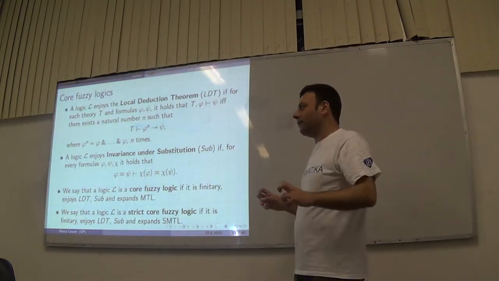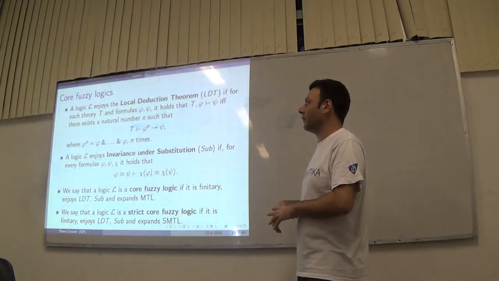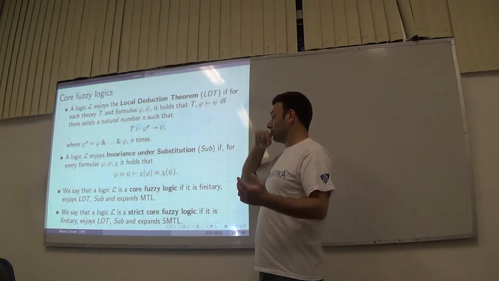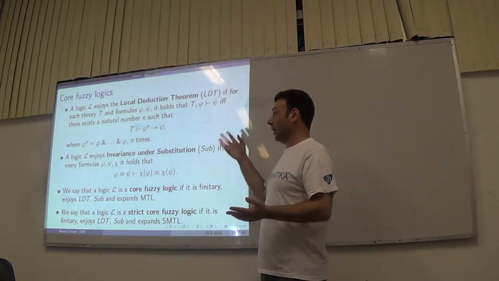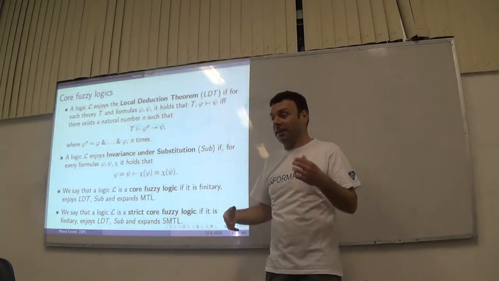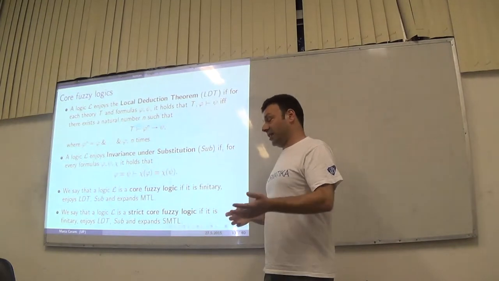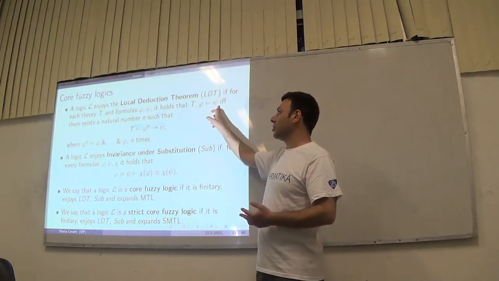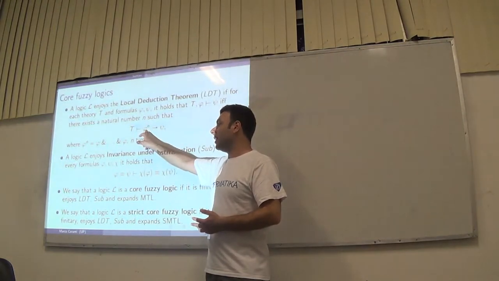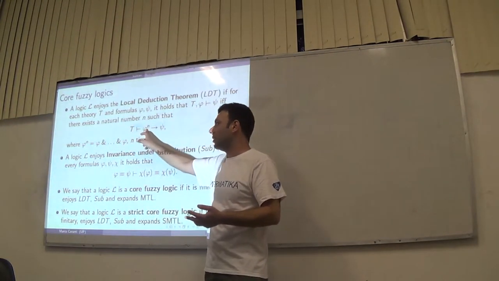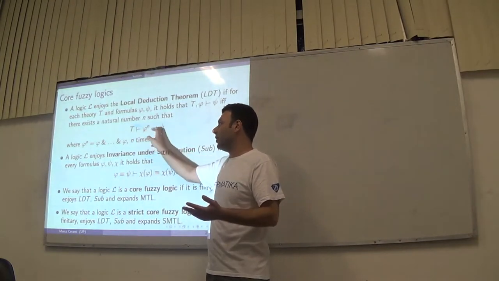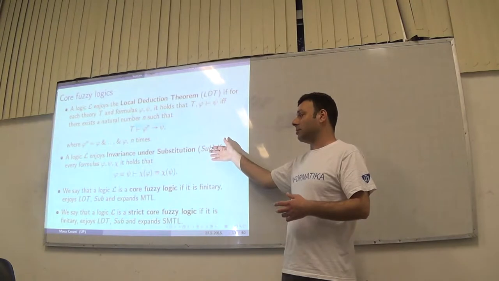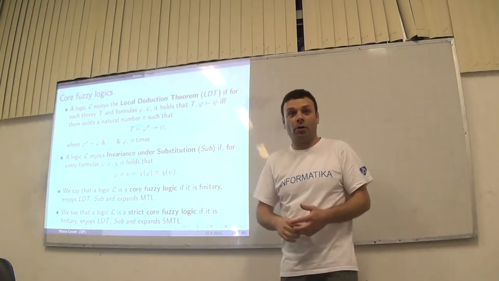Some definition that is kind of informal, but we will use, is that of core fuzzy logic. First of all, we consider a local deduction theorem. I think that most of you know the deduction theorem in classical logic. In most logics, but Gödel, where the classical deduction theorem is true, what is true is the local deduction theorem. That is, from T and phi, we can deduce psi if and only if there is a finite n such that from T we can deduce the n-fold conjunction of phi implies psi. This is the local deduction theorem. And the inference and the substitution are just basic requirements for every logic.